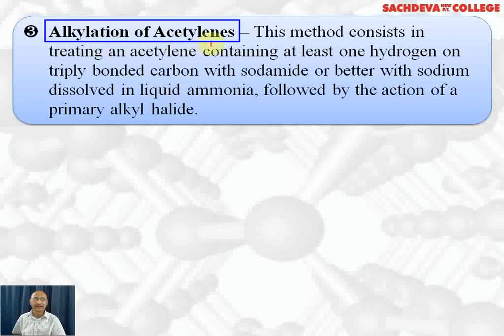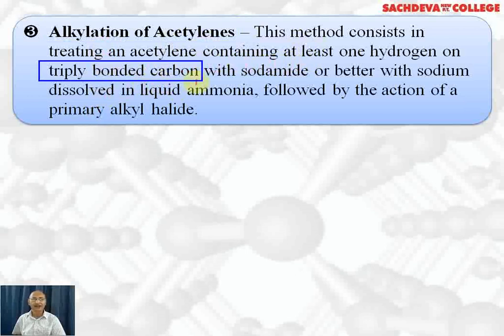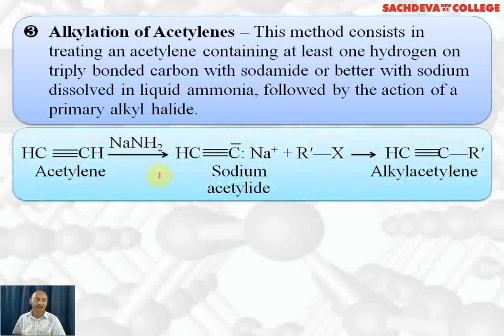Next, we are taking alkylation of acetylene. This method consists of treating an acetylene containing at least one hydrogen on the triply bonded carbon, which is acidic hydrogen, with sodamide, or better with sodium dissolved in liquid ammonia, followed by action with primary alkyl halide.